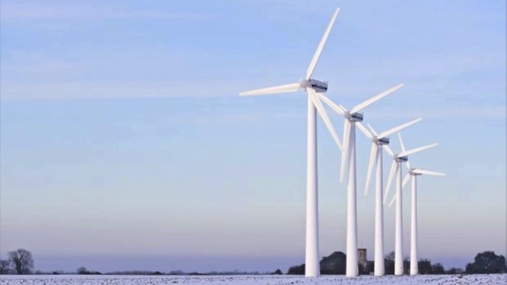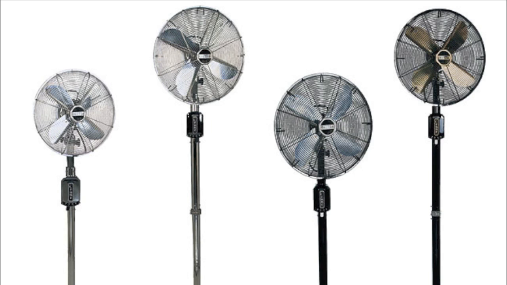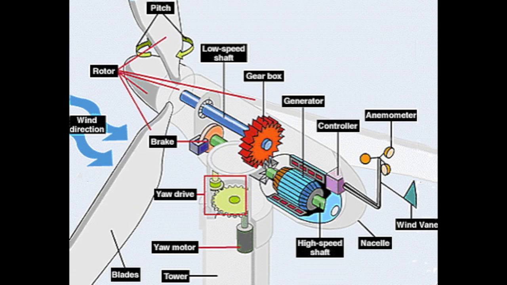Wind turbines, similar to aircraft propeller blades, take in the moving air and power an electric generator that supplies an electric current. A wind turbine is essentially the opposite of a fan. Instead of using electricity to make wind, turbines use wind to make electricity. The wind turns the blades, which spin a shaft that connects to a generator that creates electricity.